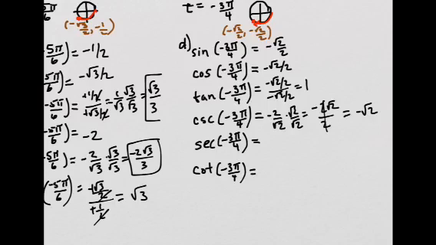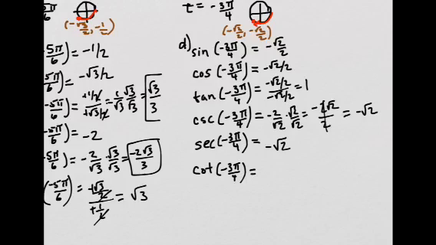The reciprocal of x is secant. Secant of negative 3 pi over 4 is the reciprocal of x. That would be the same thing as cosecant. So secant and cosecant are going to be the same exact thing because notice the coordinates are the same, x and y. So it's just going to be that.